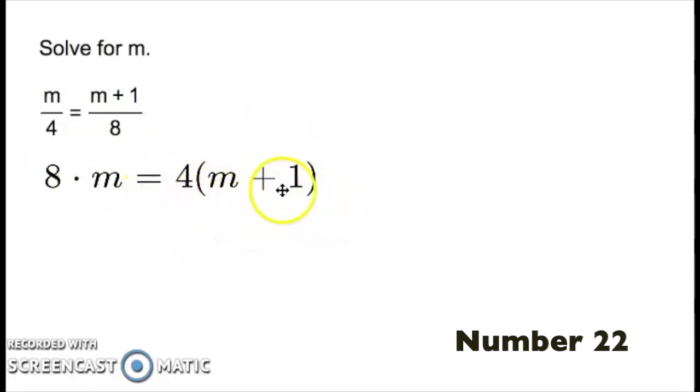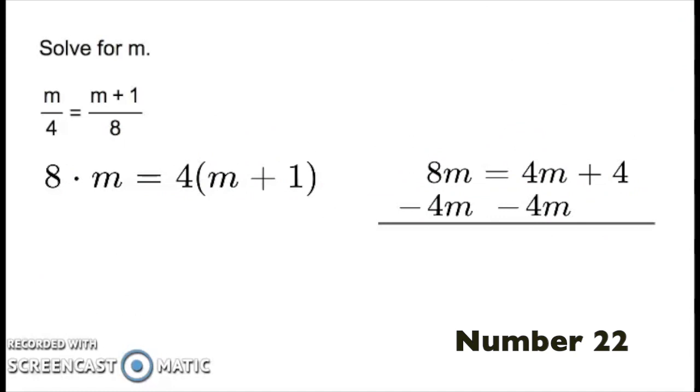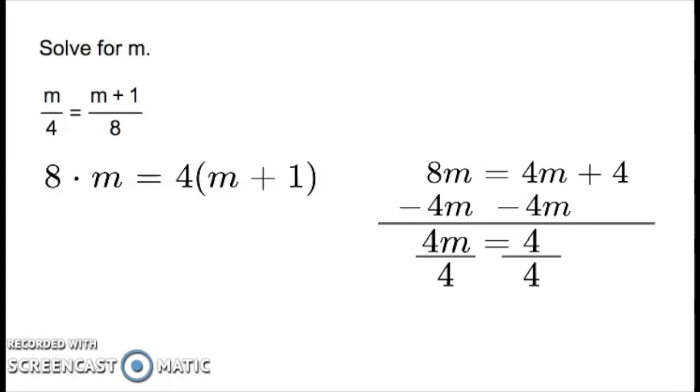Now I like to write this out like this because I'll have to multiply 4 by both of these. If I try to do it without writing it out, I could accidentally forget to distribute to both of them. So this is just to make sure I distribute properly. Doing that gives me 8m equals 4m plus 4. So now I just solve that equation from there. I subtract 4m from both sides. I'll get 4m equals 4. I divide both sides by 4, and I'll get m equals 1. And that's going to be my answer.